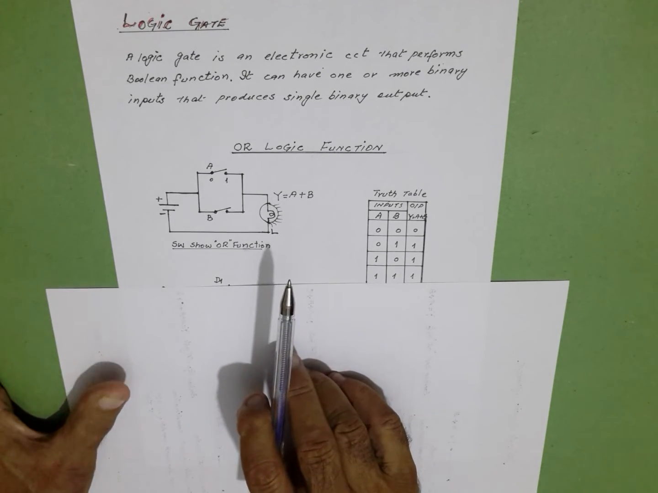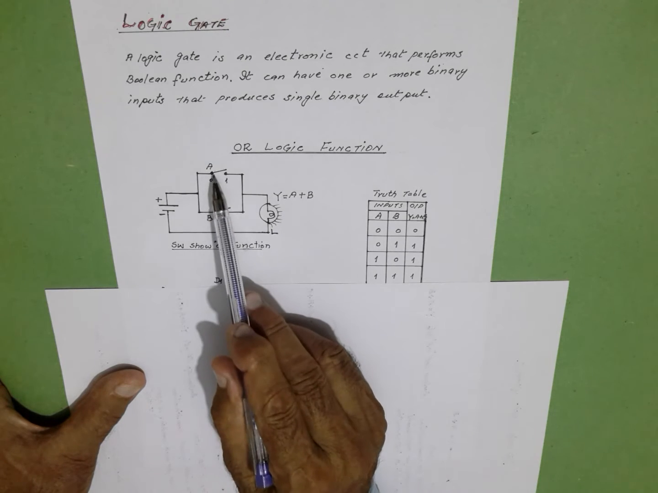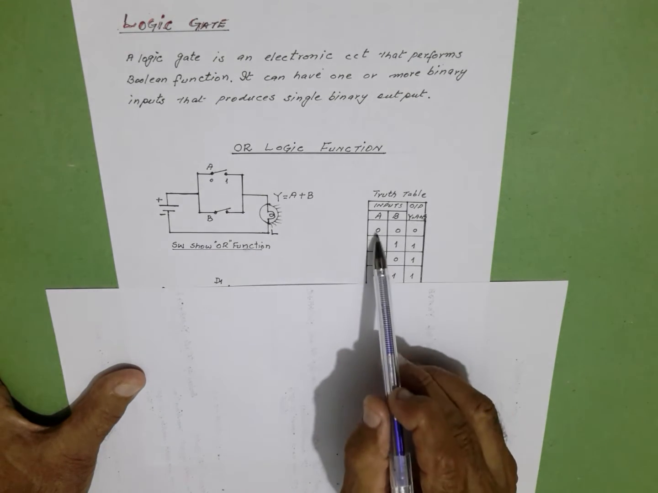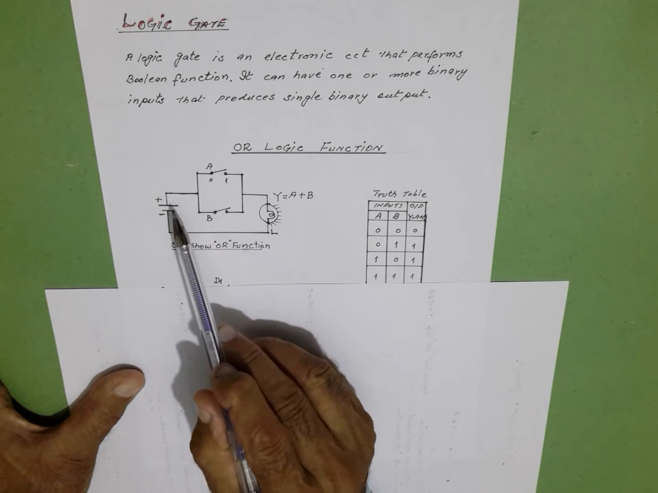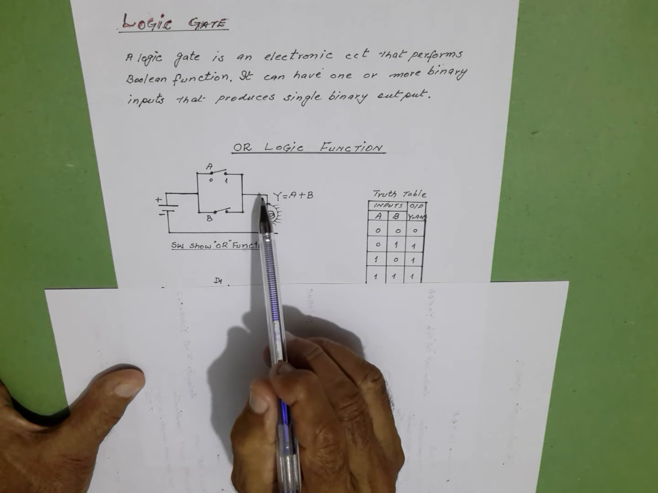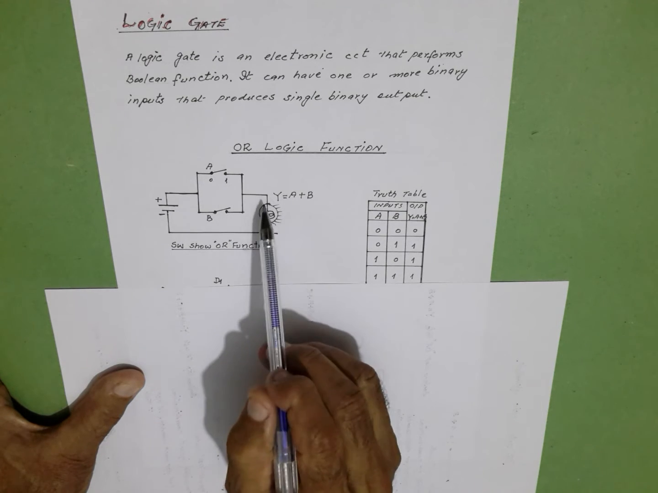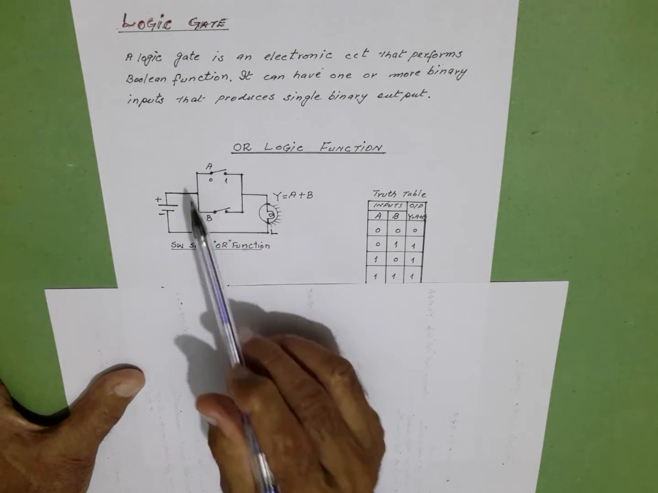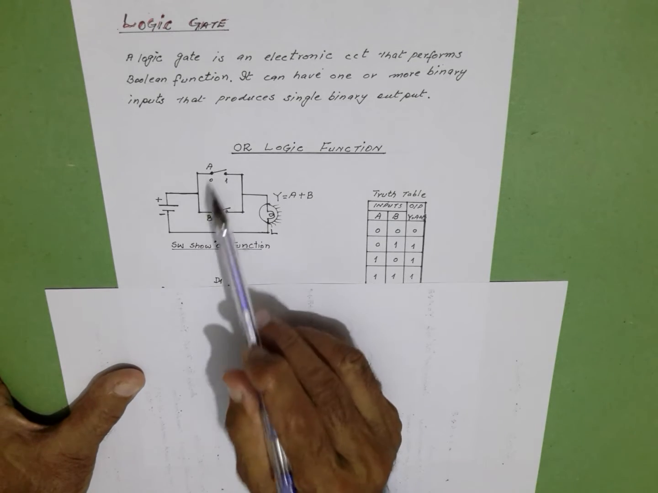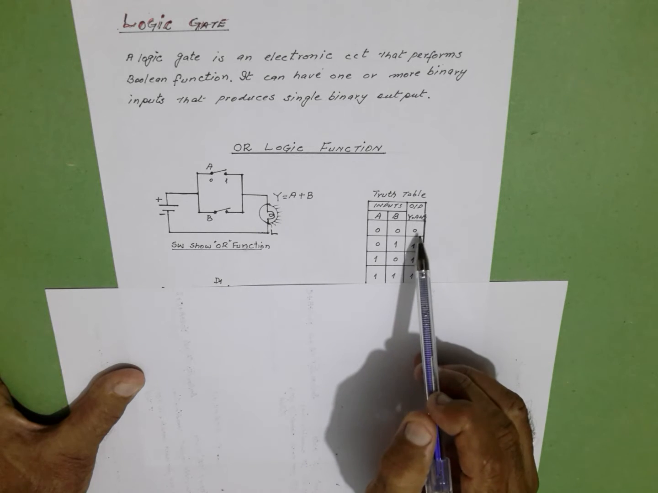For the first combination, we say that switches A and B both are open. That means they are 0 0. When both are open, there is no current flowing through the lamp. The circuit is broken. Therefore, the lamp does not light. For the first combination, when A is 0, B is 0, the output is 0.